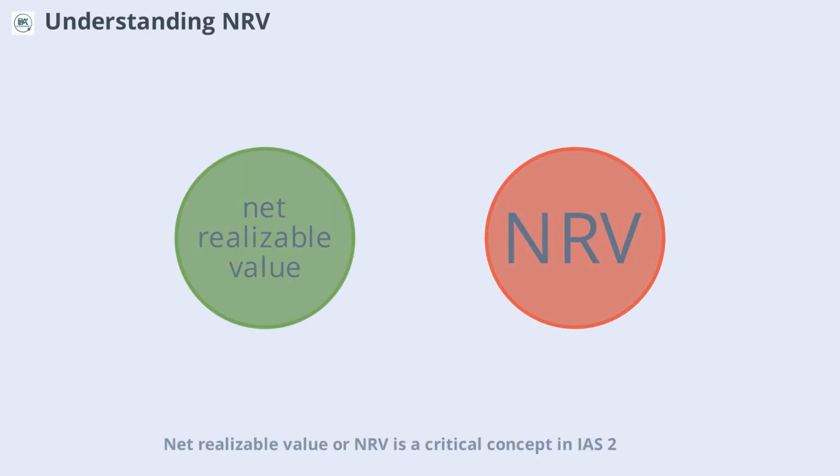Net realizable value, or NRV, is a critical concept in IAS 2. It's defined as the estimated selling price in the ordinary course of business, minus the estimated costs of completion and the costs needed to make the sale, such as packaging, marketing, or delivery. NRV represents what the business realistically expects to recover from selling its inventory, making it a key safeguard against overstatement.